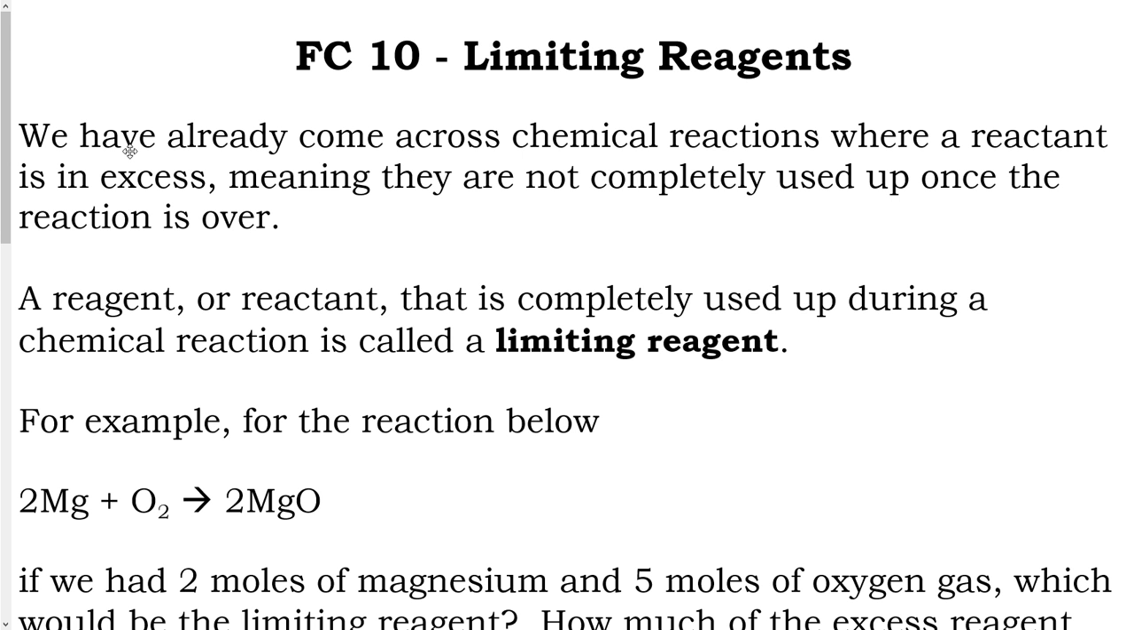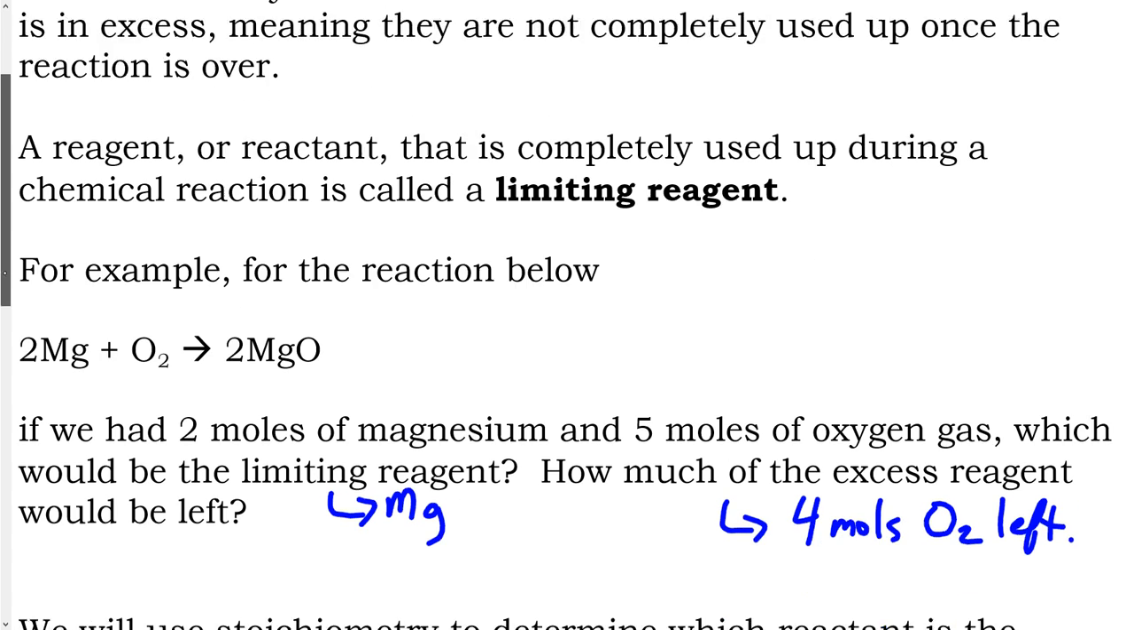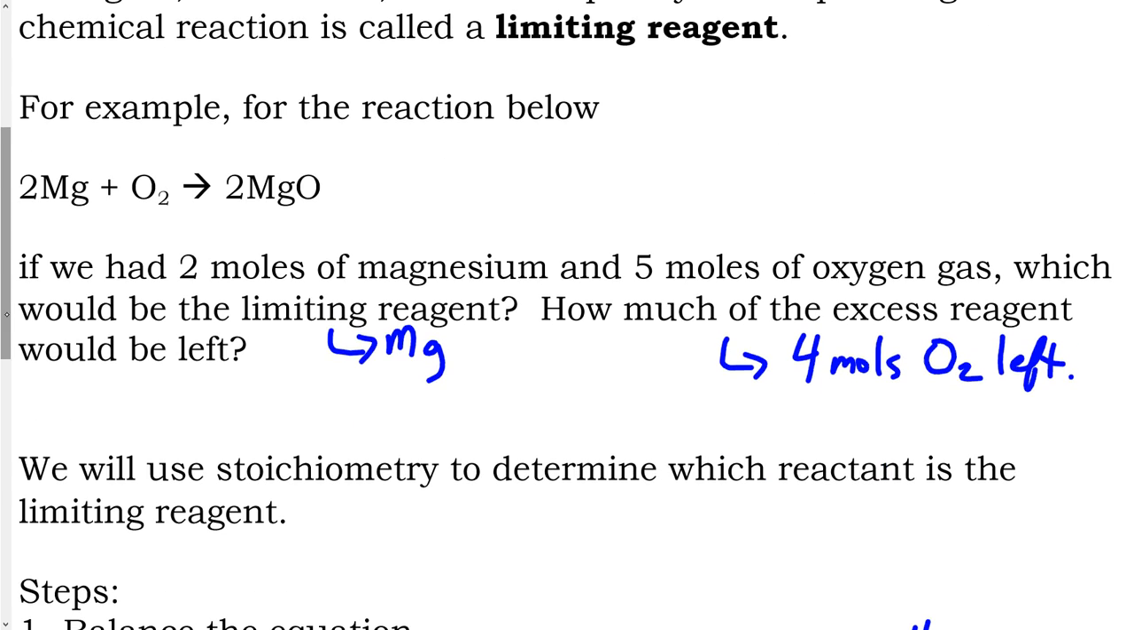So, there's an example here. Let's say you have 2 moles of magnesium, and you have 5 moles of oxygen. What we want to know is which one's going to be the limiting reagent. Magnesium? You think it's going to be magnesium? Not necessarily. Sometimes it just works out that the smaller number will be the one, since you have less of it.